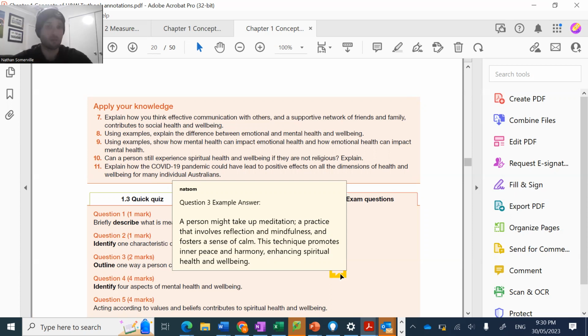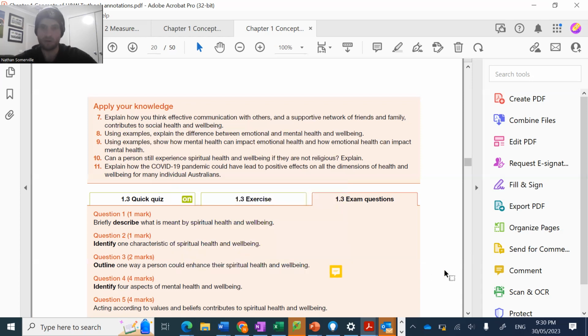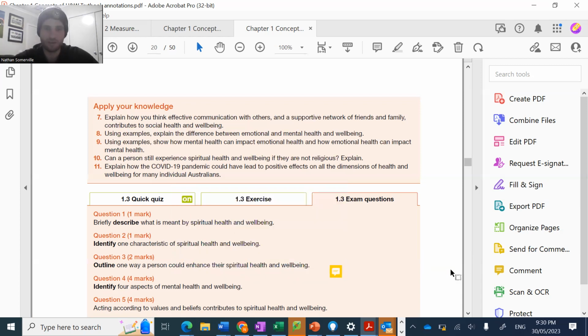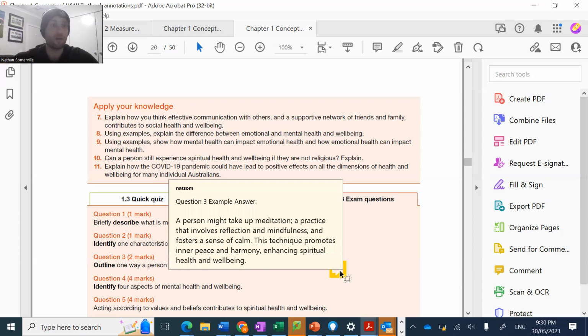This is something you will come across in an exam or a SAC, and it might catch you a little bit off guard because you might not answer a lot of questions or have a lot of discussion on a topic like this. And your first instinct might be to come up with something basic like, oh, they can go to church or they can go and pray. It's all right, but it's a little bit too basic. It's not going to get you full marks. You need to show that you understand the components of spiritual health.